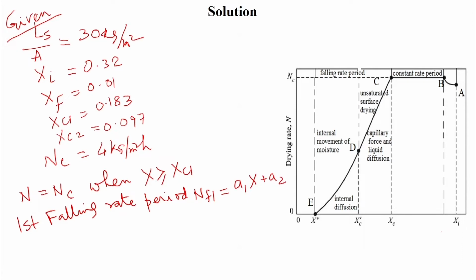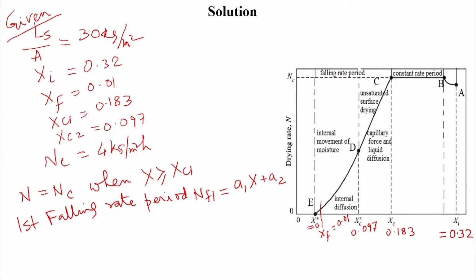So, Xi is given as 0.32, Xc1 is given as 0.183, Xc2 is given as 0.097, and Xf is given as 0.01, and this X star is equal to 0, it is given in the problem.